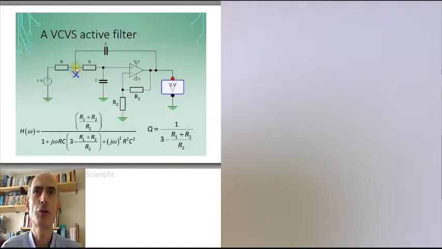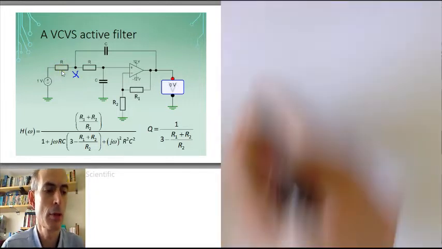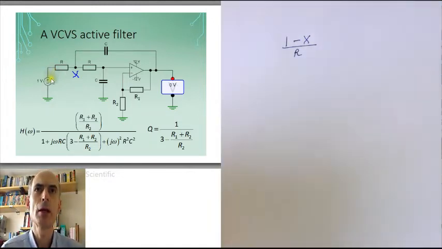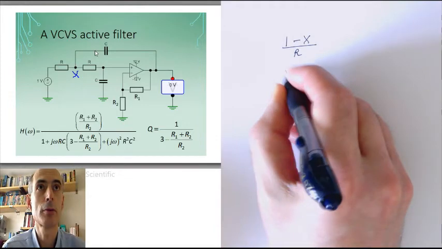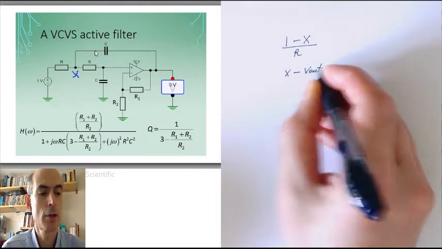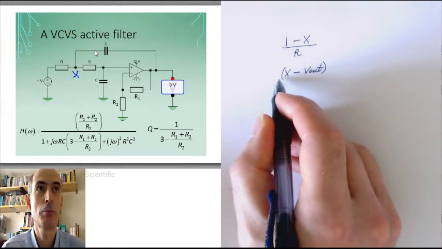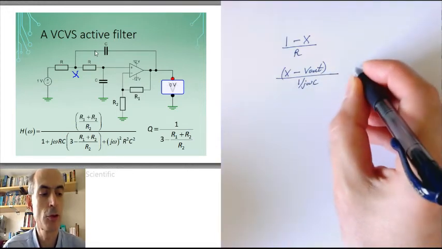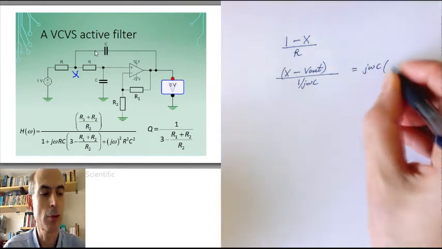I've called this point in the circuit here X. Therefore, the current flowing through this resistor here is going to be (1 minus X) over R. That's just Ohm's law, and I'm working with the phasor representation of the input voltage here, which is just 1. The current through this capacitor is going to be (X minus V out) divided by the complex impedance of the capacitor, which is 1 over j omega C. In other words, it's j omega C times (X minus V out).